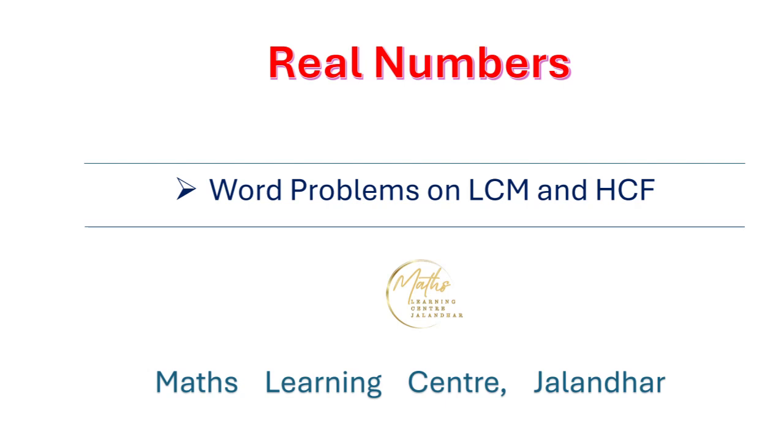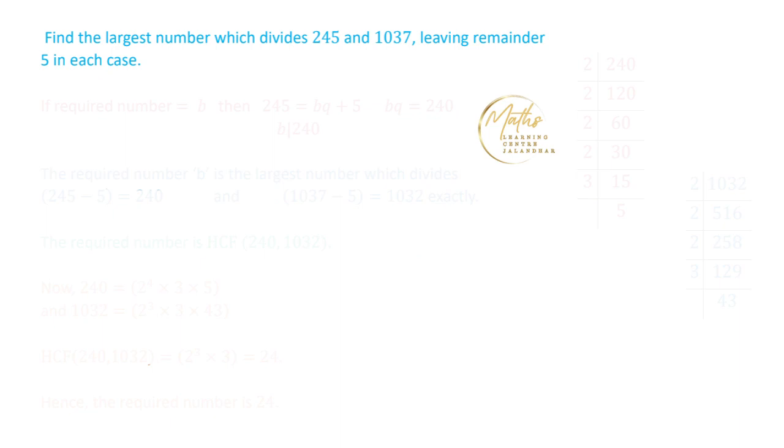In this presentation on real numbers, we are going to discuss certain word problems on LCM and HCF. The first question we have is, find the largest number which divides 245 and 1037, leaving the remainder 5 in each case.